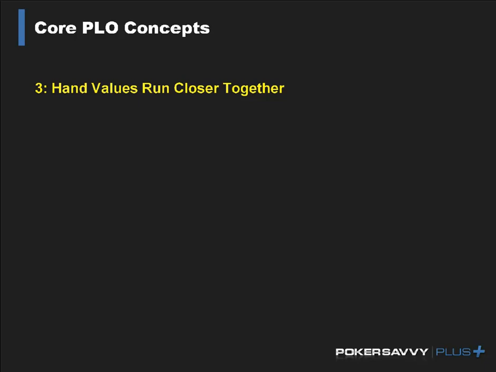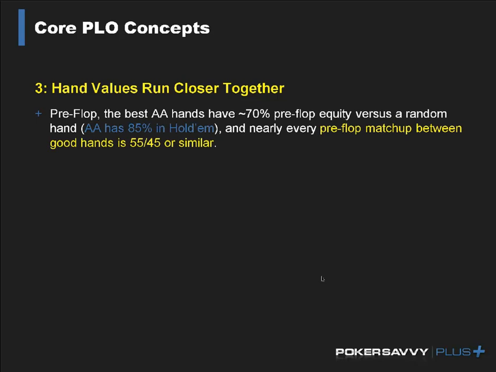Hand values run closer together than they do in no-limit hold'em, and they run close together generally for a poker game, compared with stud games and other games. This is one of the defining features of PLO. So here I've got listed a couple of examples. Pre-flop, the best aces hands have about 70% pre-flop equity versus a random hand. Your opponent's just going to have live cards a lot, and it's hard even to get the best aces hands to hold. So obviously aces with 85% in hold'em, there's a distinction there.